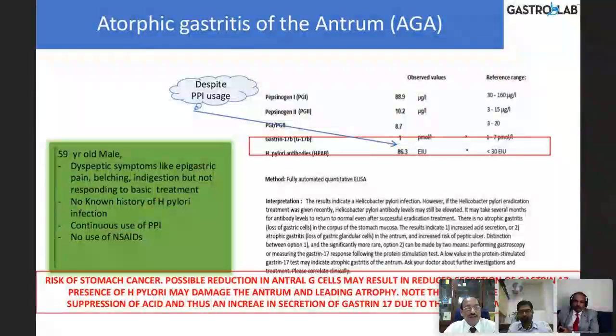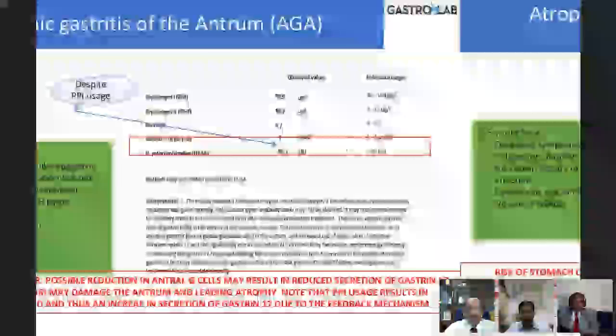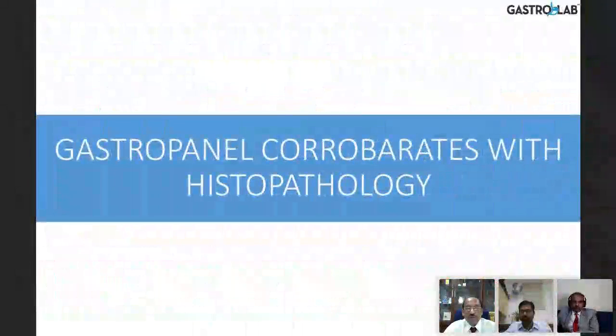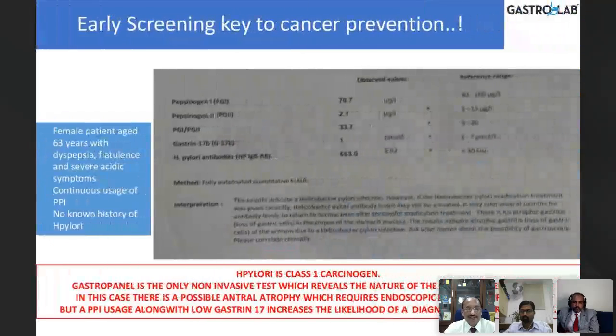So this is a 59-year-old gentleman with dyspeptic symptoms like epigastric pain, belching and indigestion, not responding to basic treatment. Why? Because he has atrophic gastritis of the antrum because of H. pylori. Once you eradicate it, it will become normal. So the gastro panel corroborates with histopathology. I'll show you one example from my friend's unit from Pune.